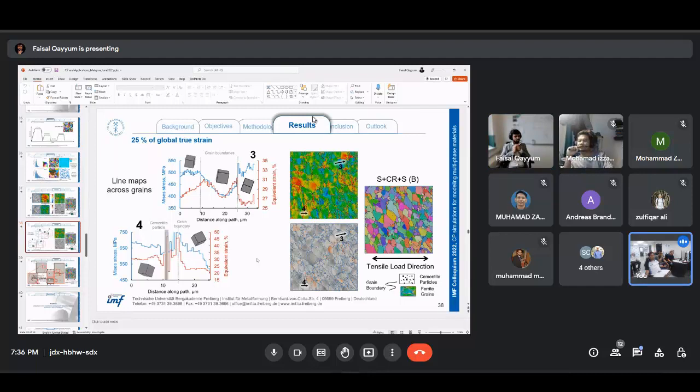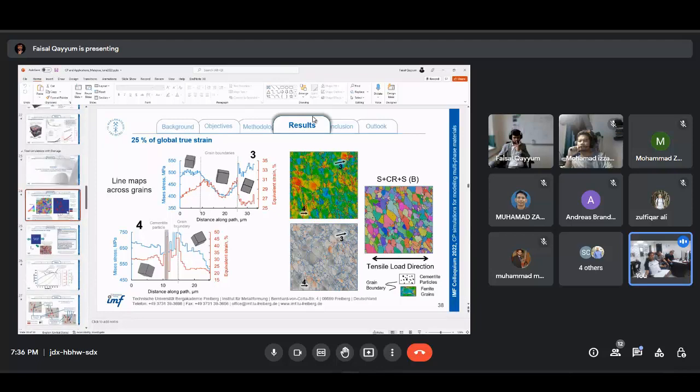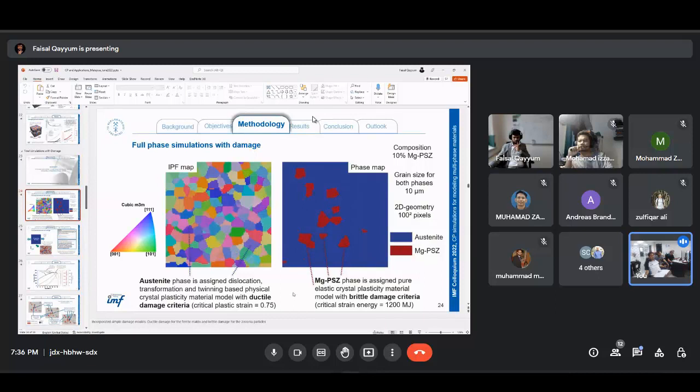I think in slide 24, the grain boundary is mapped to just the austenite phase, if I'm not mistaken, right? So the particle is just, like you said here, just the brittle damage criteria, elastic. My question is, in this simulation, the IPF map only applies to the austenite region, the blue region, and the red region will not have any of this dislocation, transformation, and twinning physics.